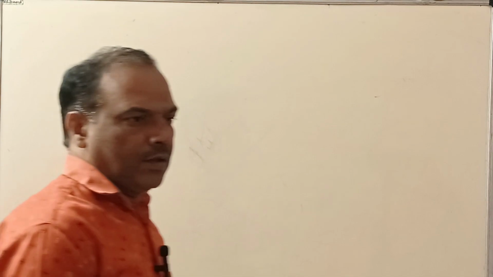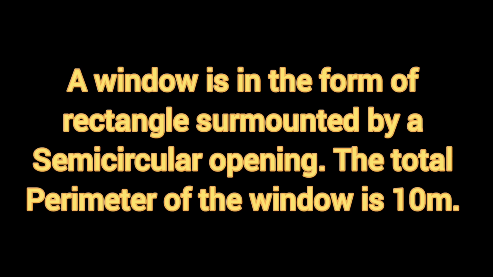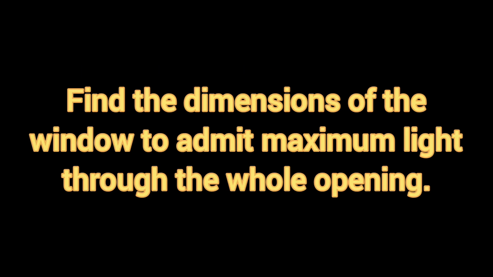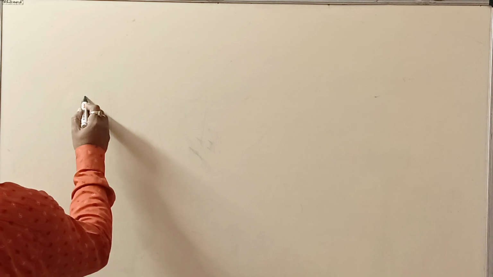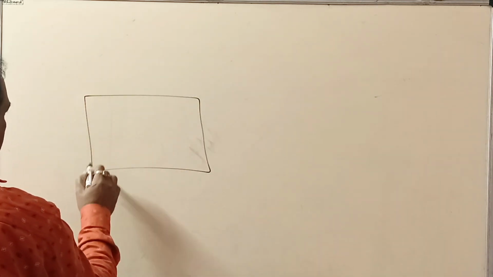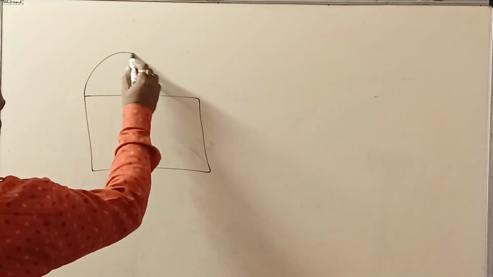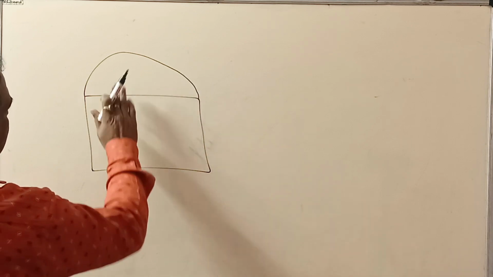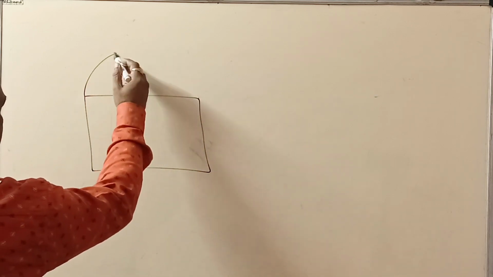Okay. Let's do one more question here. You have a window which is in the form of a rectangle. This is a rectangle, and there is a semicircle over this window. This is not exactly a semicircle. Let's draw it much better.